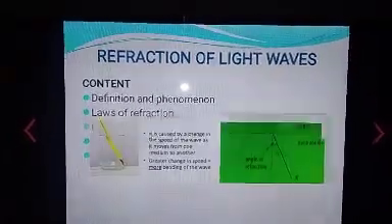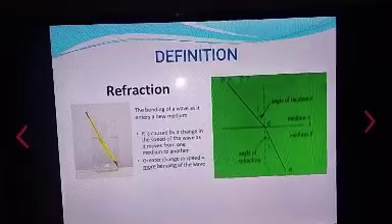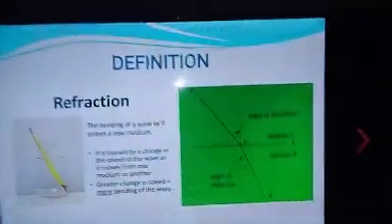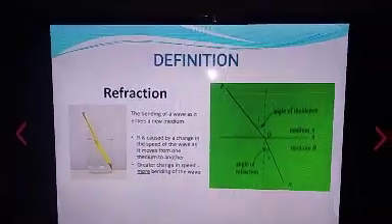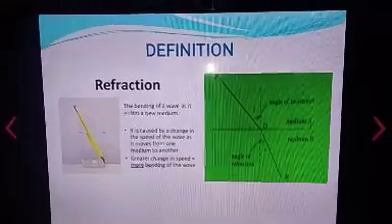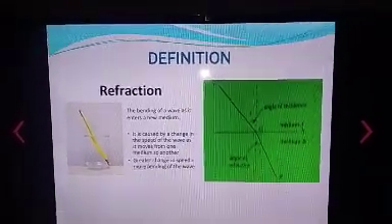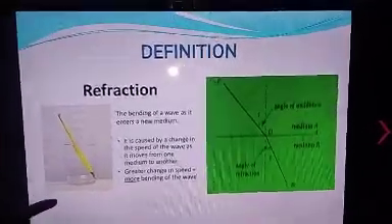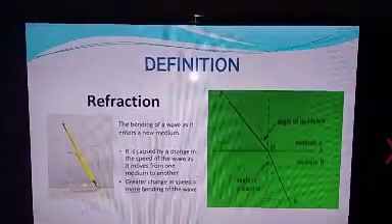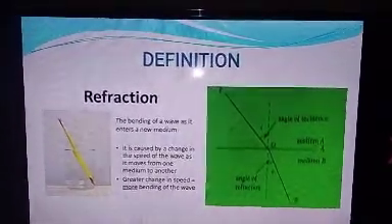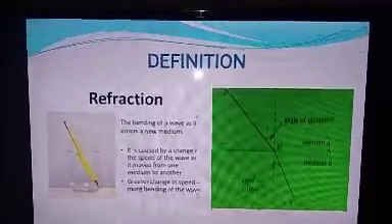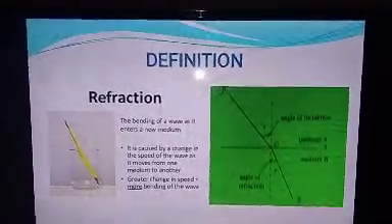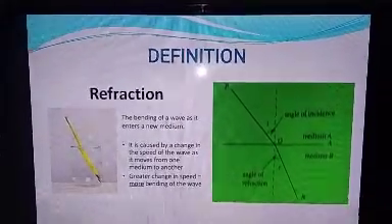What is refraction? Refraction simply means the bending of a wave the moment it gets to a new medium. Now it can cause change in the speed or the wavelength of the wave. Now from the diagram, consider a pen dropped inside a cup of water. You will discover the pen appears bent, but in the true sense the pen is not bent. This is due to refraction.